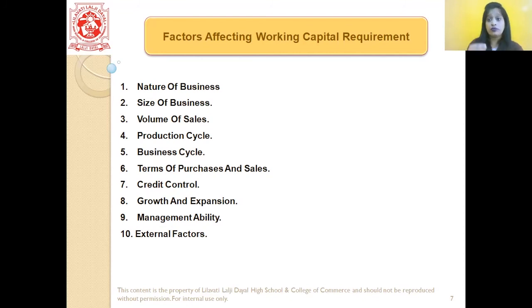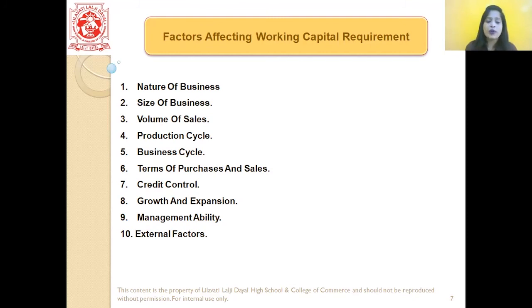The working capital requirement is reduced if there is proper coordination between the production and the distribution of goods. So if production and distribution are managed well, you will not require much working capital. Last one is external factors. If financial institutions, banks, provide funds to the firm as and when required, the need for working capital can be reduced.